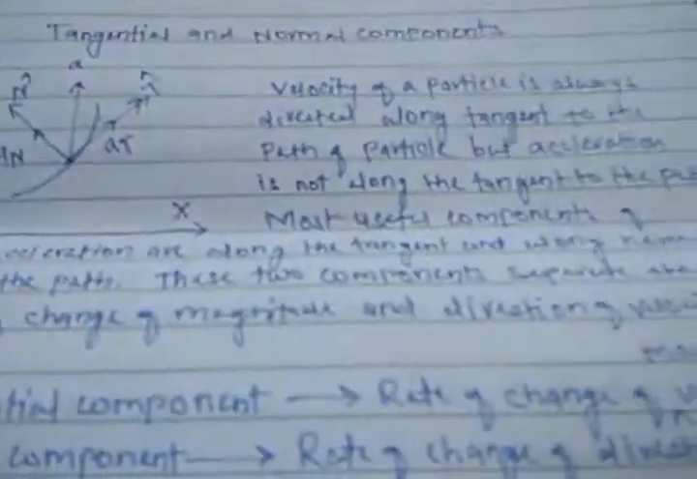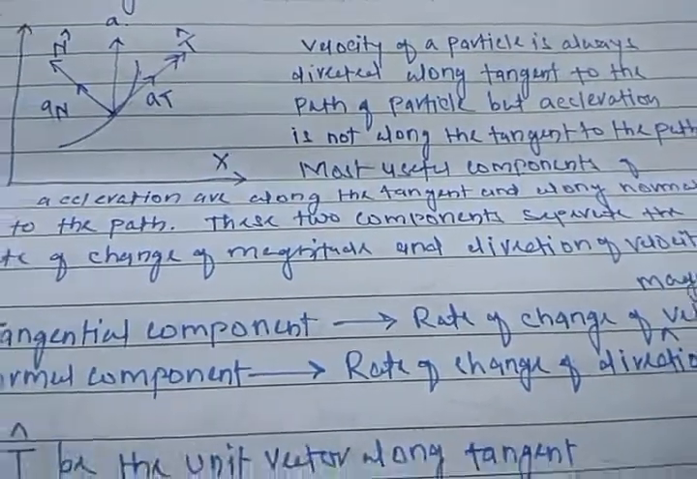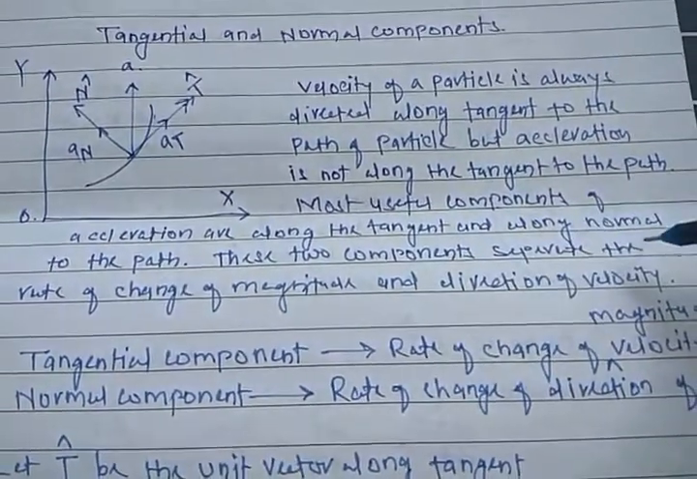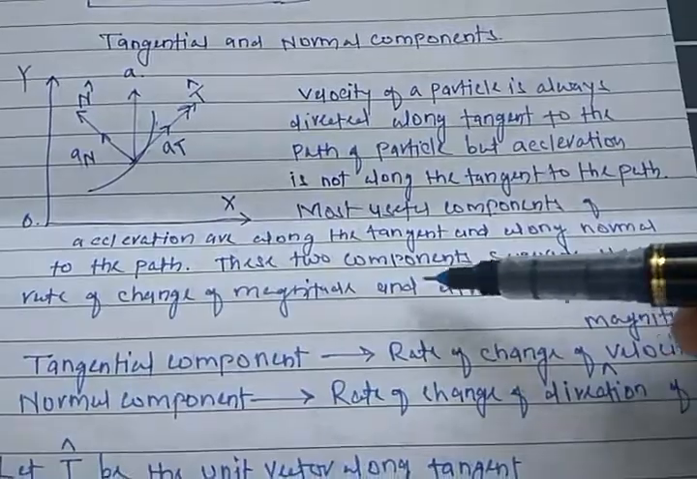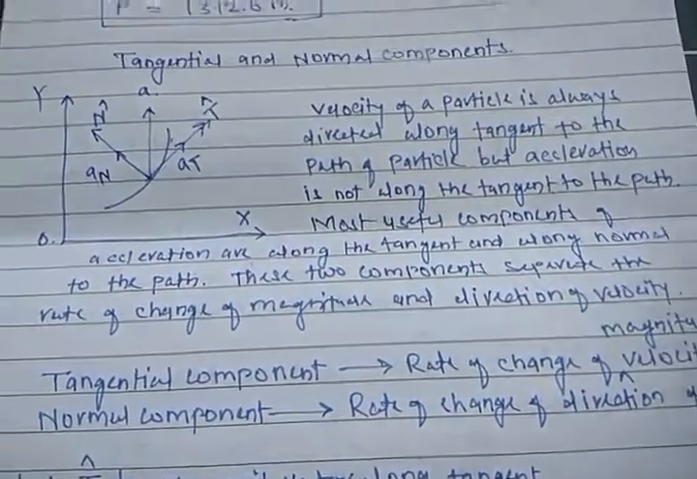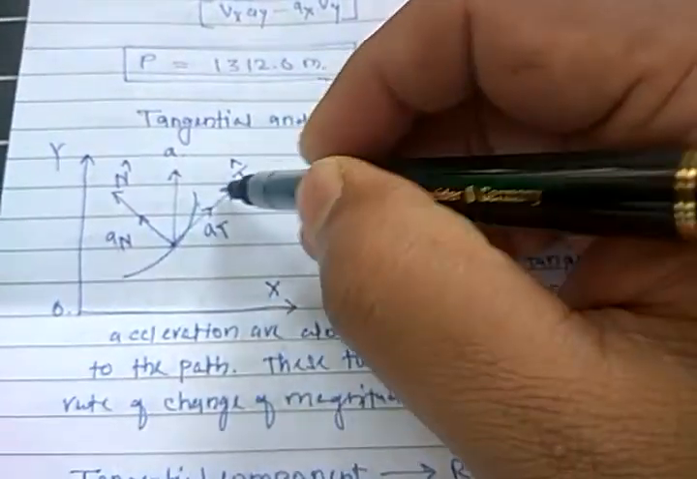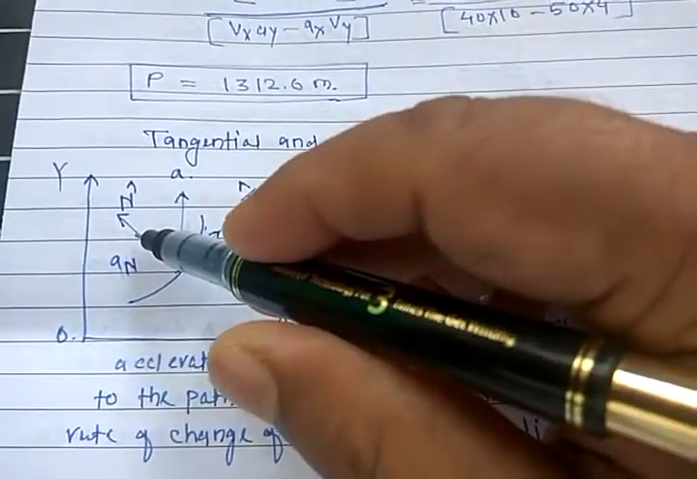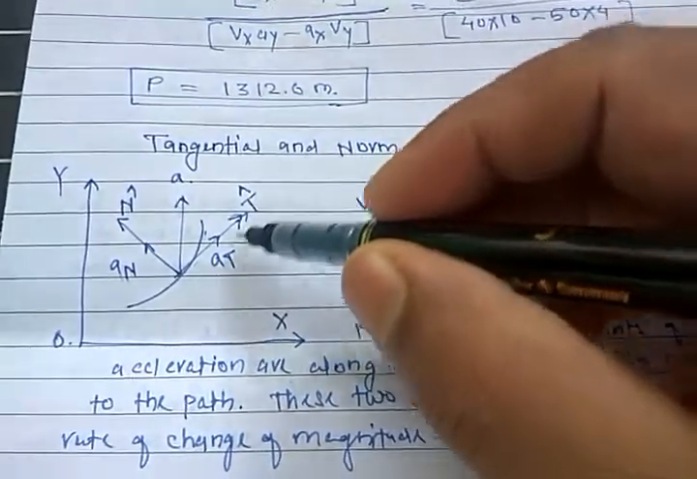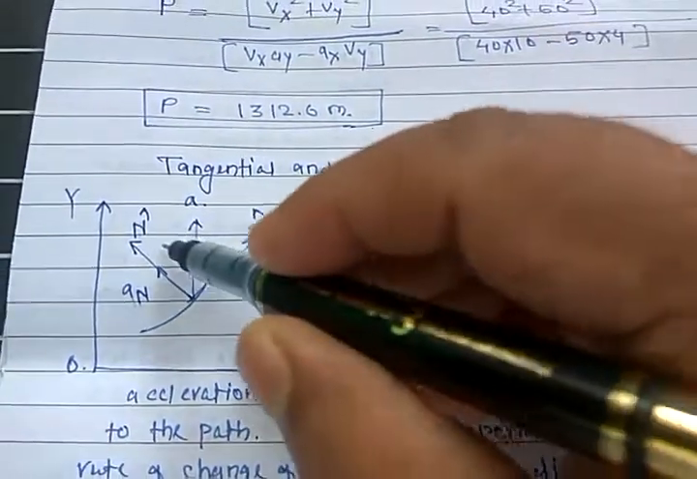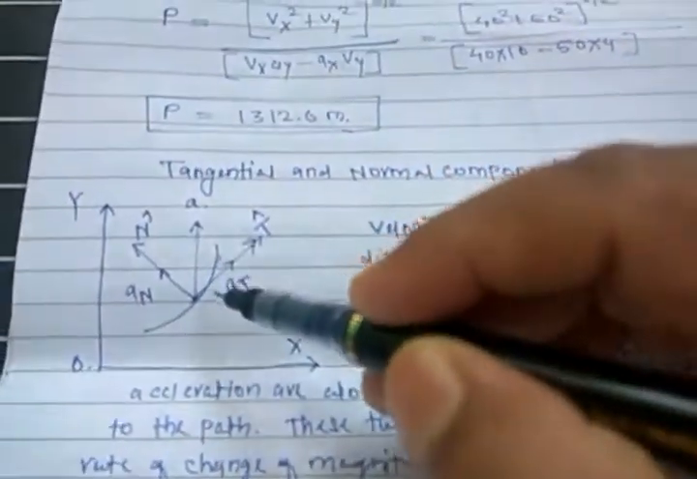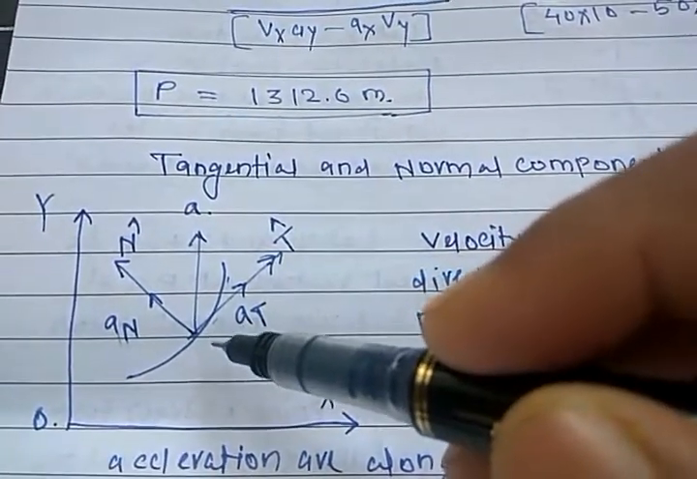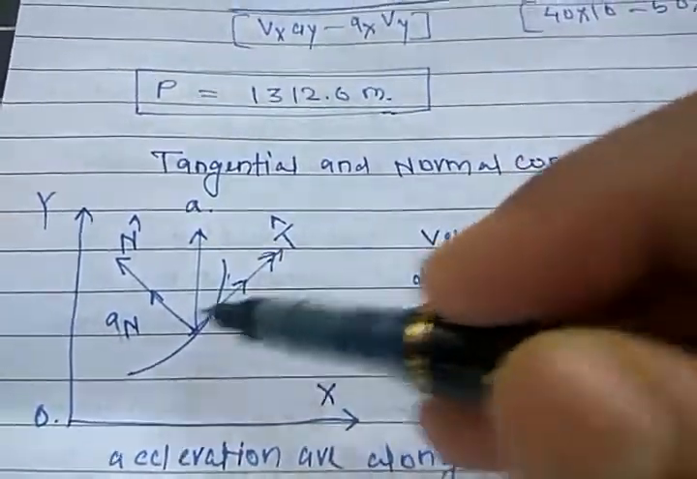So the most useful components of acceleration are along the tangent and along the normal to the path. These two components separate the rate of change of magnitude and direction of velocity. So this is the acceleration. It has two components, one along the tangent, one along the normal. This tangent component is at, and this component is an. t cap is the unit vector along this at direction, n cap is the unit vector along this an direction. Note at and an are mutually perpendicular to each other, and a is composed of both at and an.